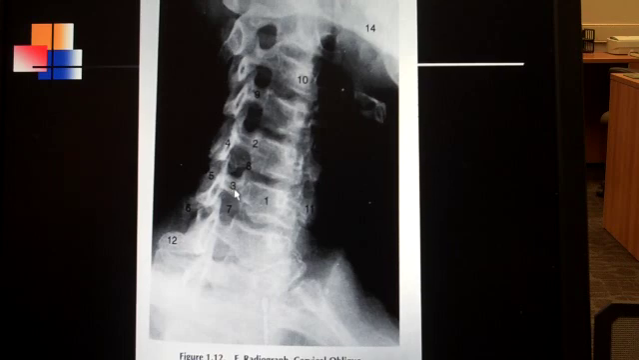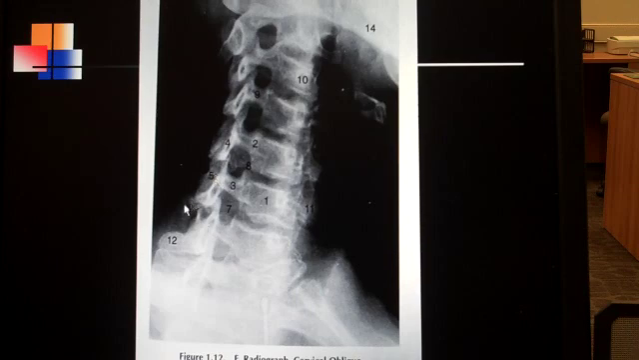Number 4 and 5 sometimes are confusing to students. Remember that we have this person turned at a 45-degree angle to the film. And so what we're seeing here, right here where it's really white, is the lamina, but it's also superimposing all of this structure right here, which is labeled number 5, the articular pillar. So all of this is the articular pillar, and this really white part right here is the lamina. So number 4 is labeling the lamina, and number 5 is labeling the articular pillar.